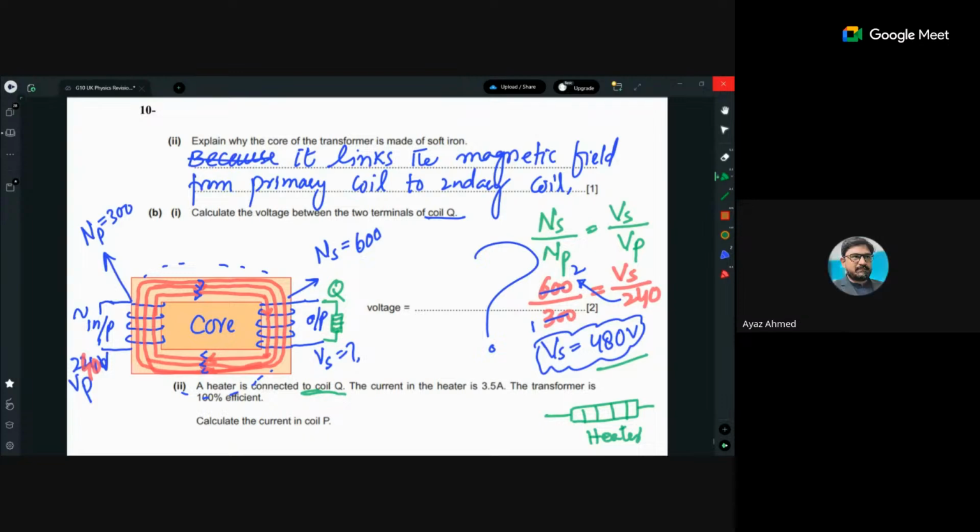Yes, I was saying that the heater has this symbol. Okay, now look, the heater is connected to the coil. The current in the heater is 3.5 ampere.